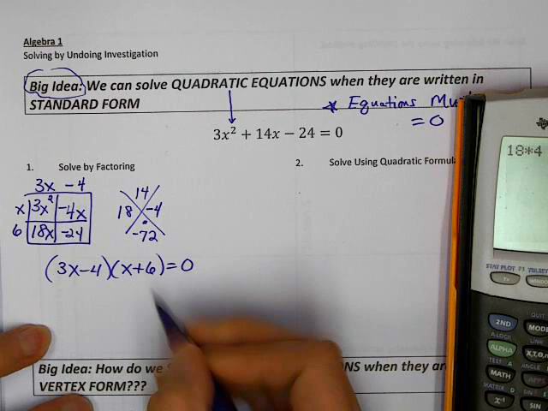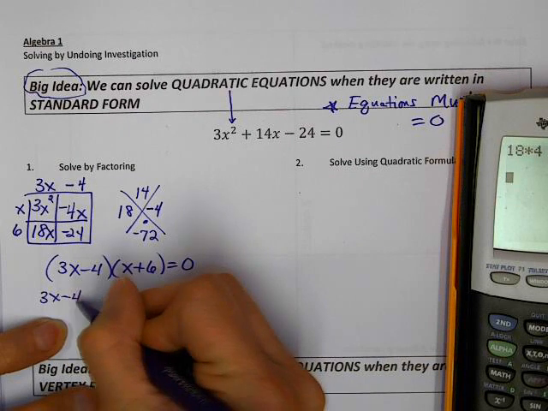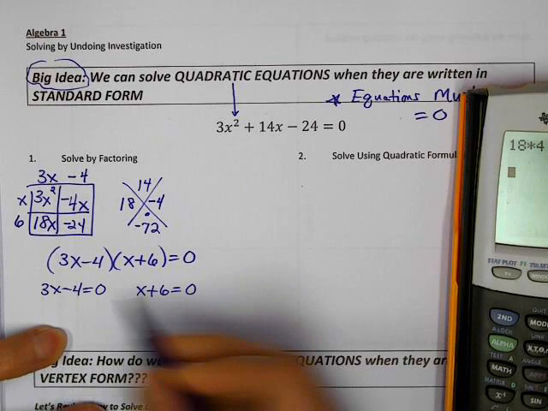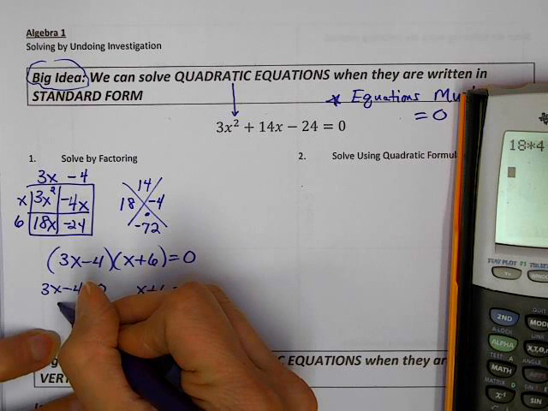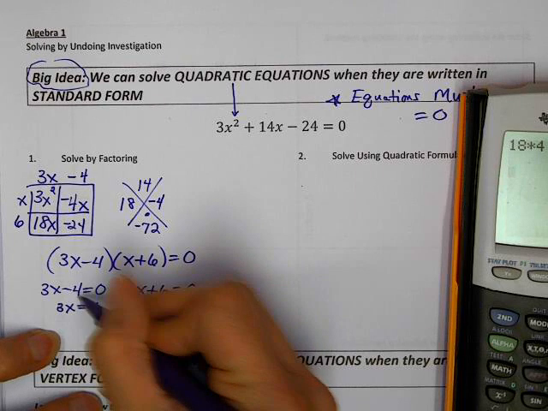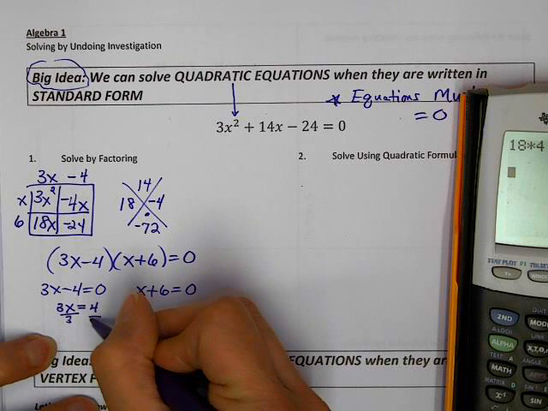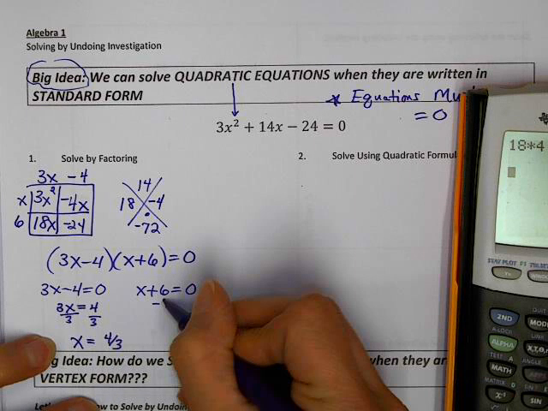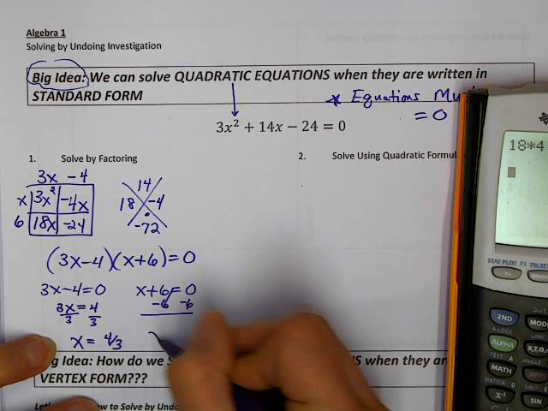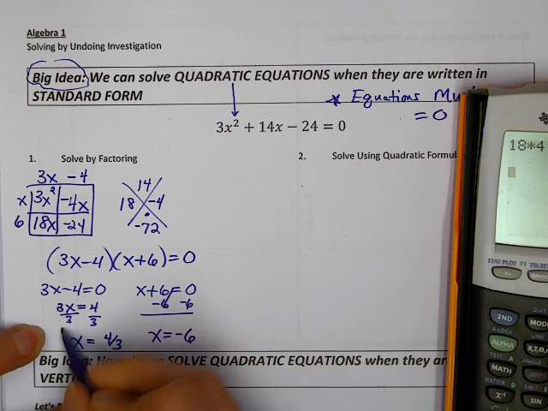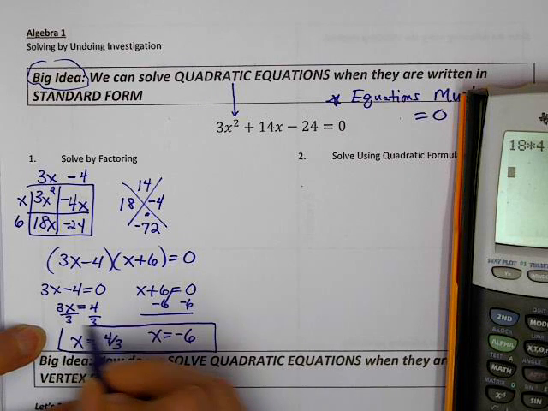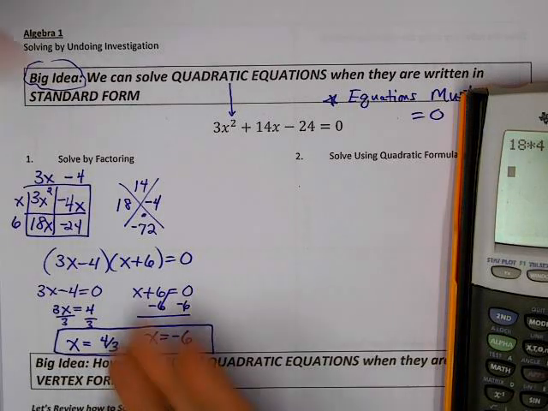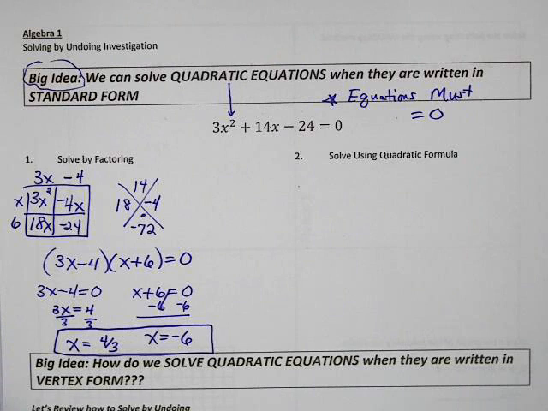Step 3, we're going to split it up into 2 equations. And step 4, solve these little equations. 3x equals a positive 4. Divide both sides by 3. I got the answer 4/3. Minus 6, and the answer x equals negative 6. I got 2 answers, one positive, one negative. Sometimes equations can't be factored though, and we have to use the quadratic formula.